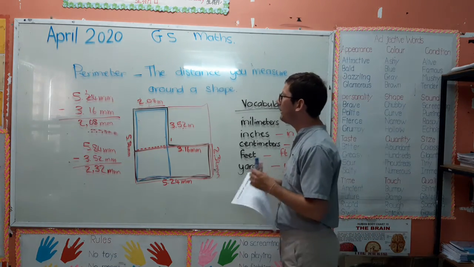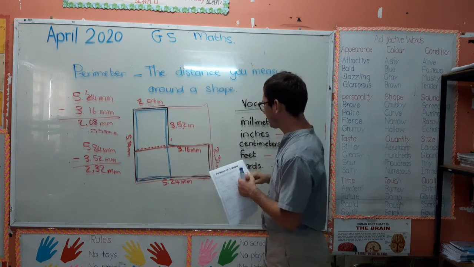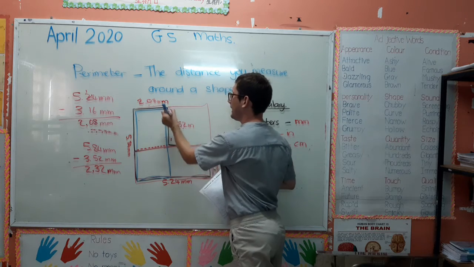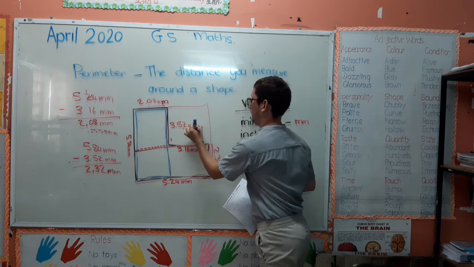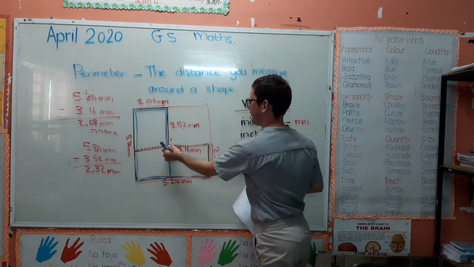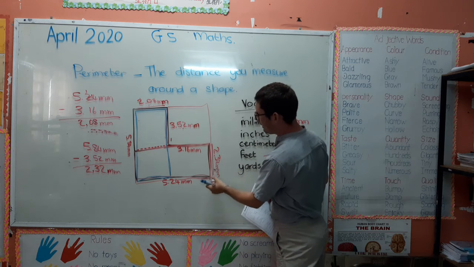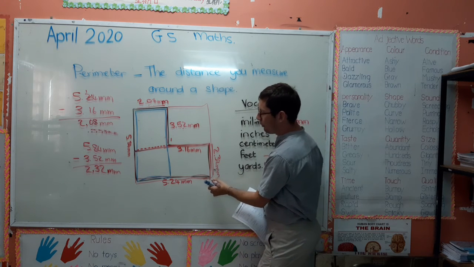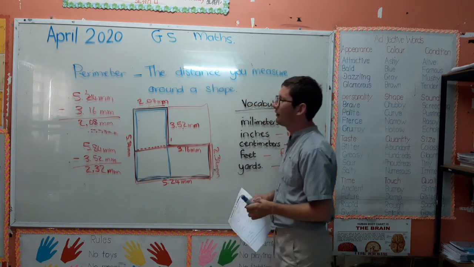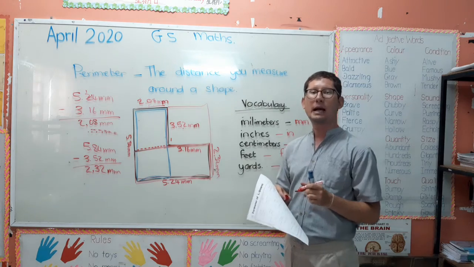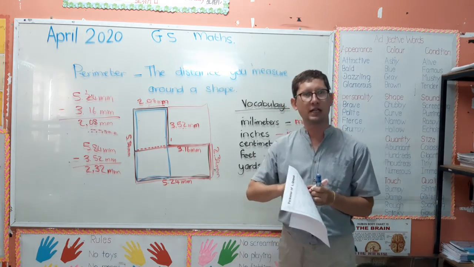You would just simply add 2.08 millimeters plus 3.52 millimeters plus 3.16 millimeters plus 2.32 millimeters plus 5.24 millimeters and plus 5.84 millimeters, and then you come up with a total of the whole perimeter of this L-shaped figure.